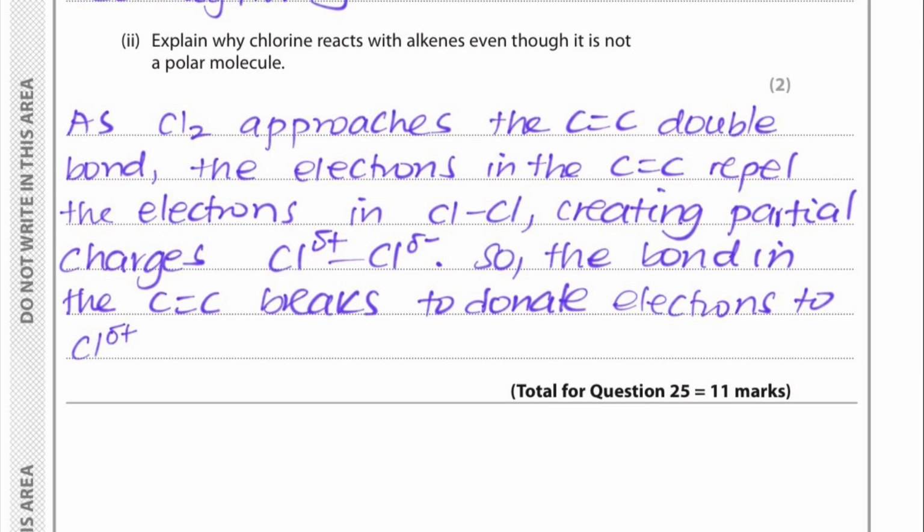Next, explain why chlorine reacts with alkenes even though it is not a polar molecule. In these electrophilic addition reactions, as chlorine approaches the carbon-carbon double bond, the high electron density of the pi bond repels the bonding electrons in the chlorine-chlorine molecule. This induces a dipole, creating a partial positive and a partial negative charge. The double bond then breaks and donates electrons to the partially positive chlorine, starting the electrophilic addition process.